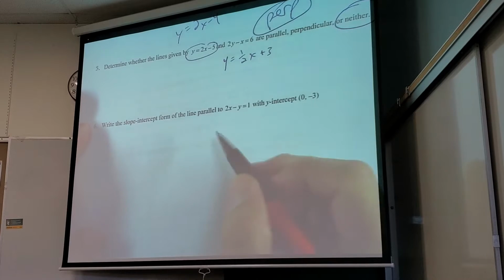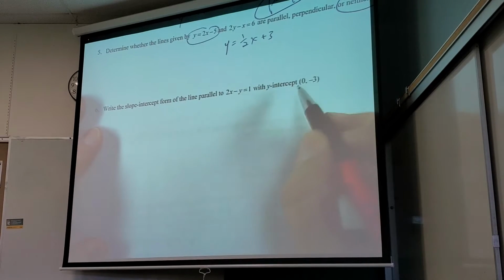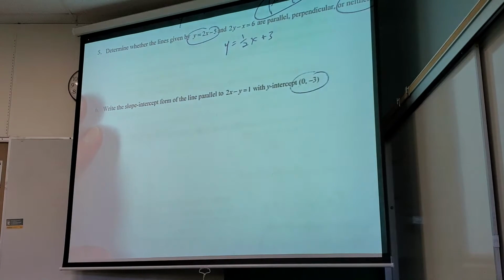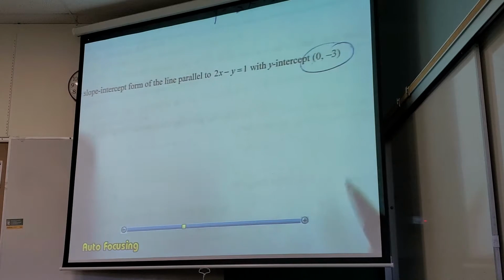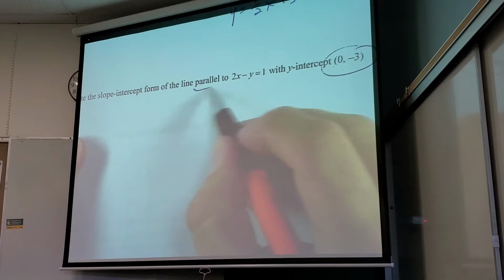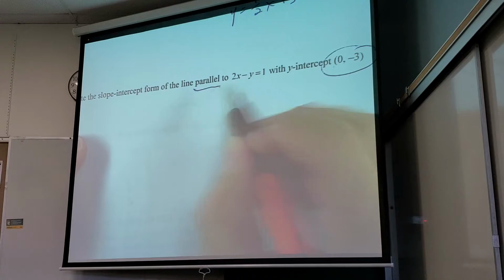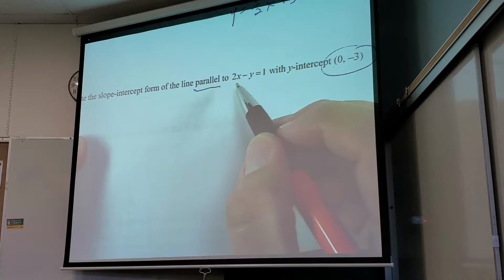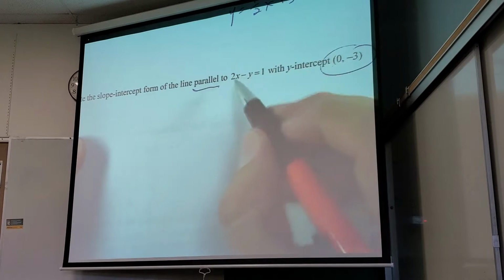I like this one. All right. What does this tell me right there? The same slope. So this tells me that my line has the same slope as this.